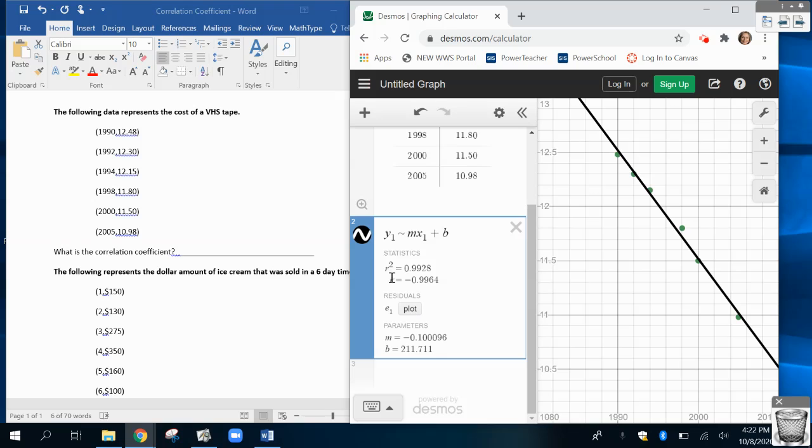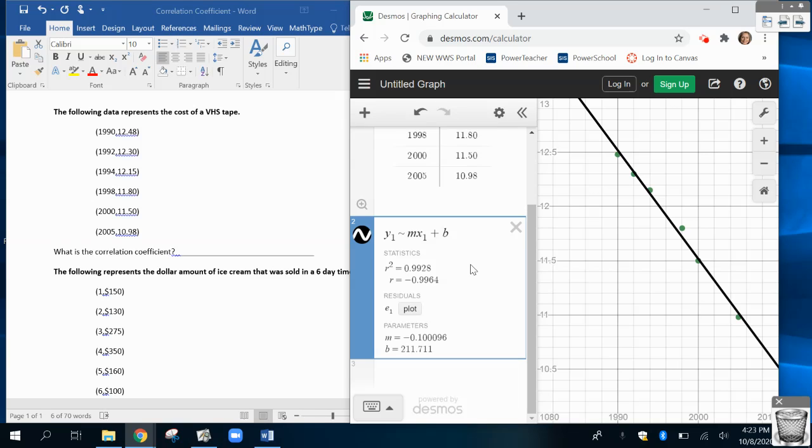The R value is what tells us our correlation coefficient. So right here, R is our correlation coefficient. So R is negative 0.9964. That is really stinking close to negative 1. So this would be a very strong negative correlation, which we could tell because we saw a straight line.